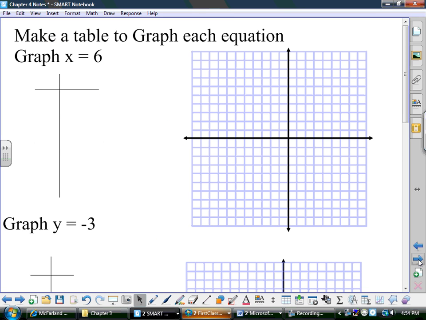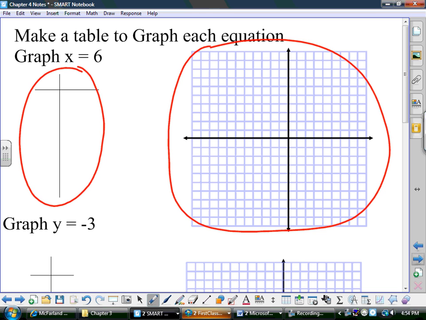The last thing in this section is graphing lines that are like x equals 6 or y equals negative 3. Write down those two equations and make yourself a t-chart so that we can make some ordered pairs, and also make yourself a graph for each one of these two equations, and then we'll work on them together.